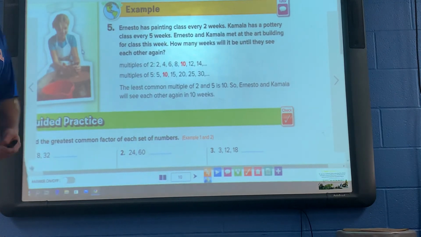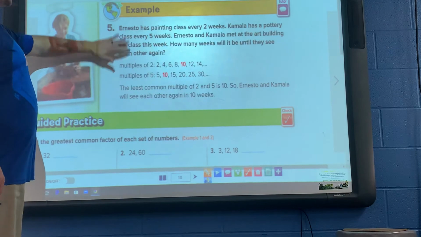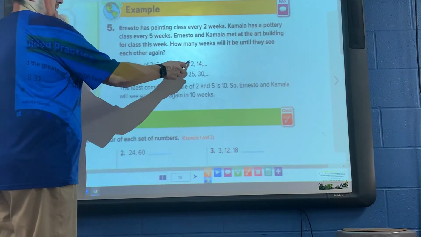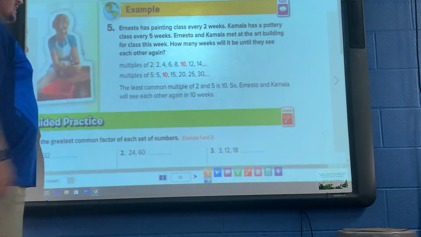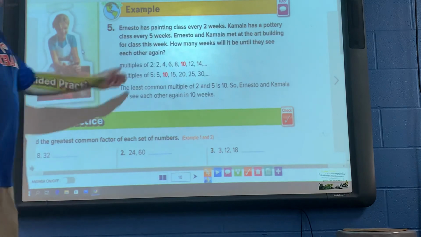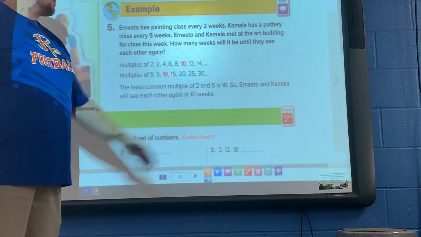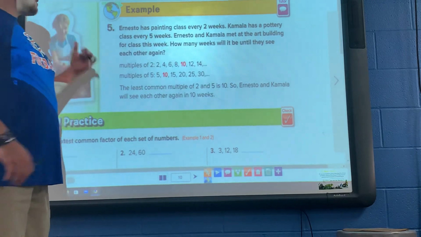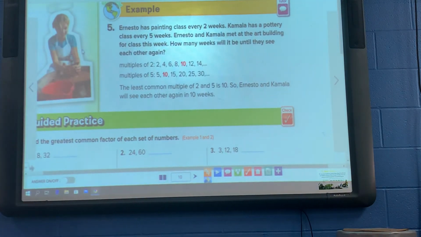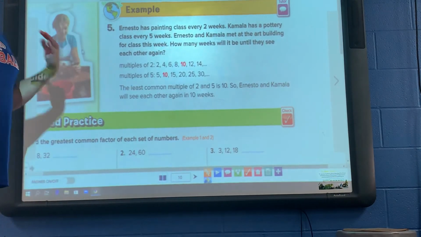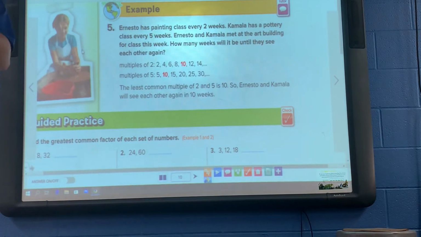So if we're looking for the multiples again, Ernesto does it every 2 weeks. So multiples of 2: 2, 4, 6, 8, 10, 12, 14, and so on. Now, Kamala comes every 5 weeks, so we have to do the multiples of 5: 5, 10, 15, 20, 25, 30. So if you look, 10 and 10. So the next time that Ernesto and Kamala will see each other again is in 10 weeks because that is the least common multiple. Okay, so that is chapter 1, lesson 1.